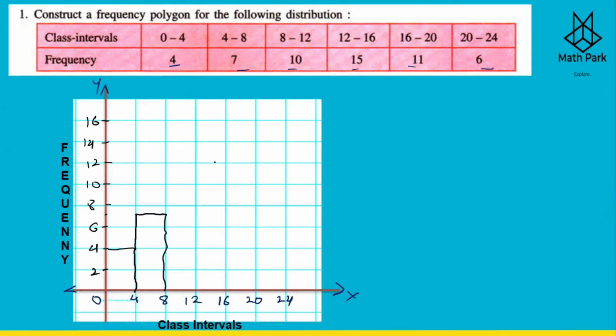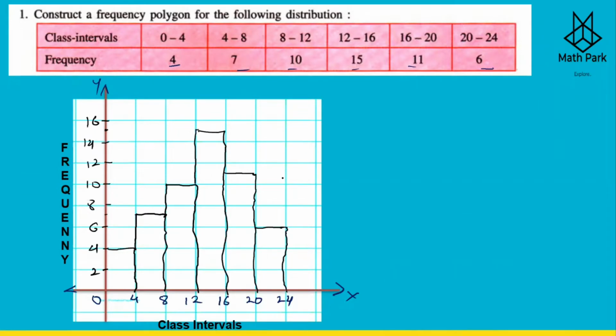Then from 8 to 12, it is 10. So drawing the continuous rectangles again, 8 to 12, it is 10. And from 12 to 16, it is 15. So 15 is going to be exactly halfway between 14 and 16. So we go straight there. And 16 to 20, it is 11. So 11 is going to be between 10 and 12, so it is going to be here. And then 20 to 24, it is 6. So our histogram is ready now.